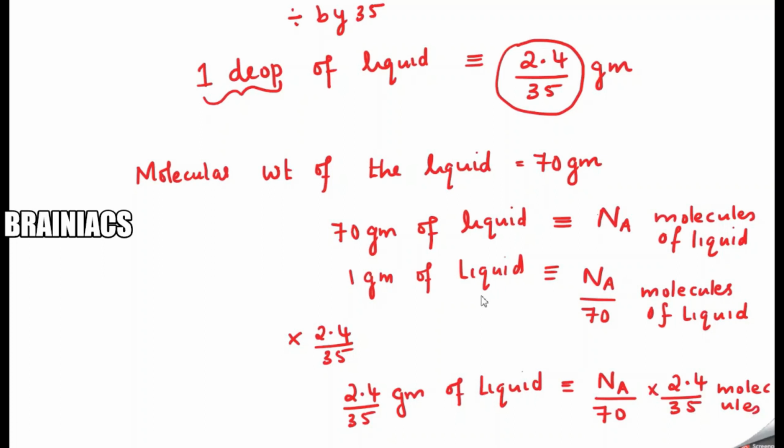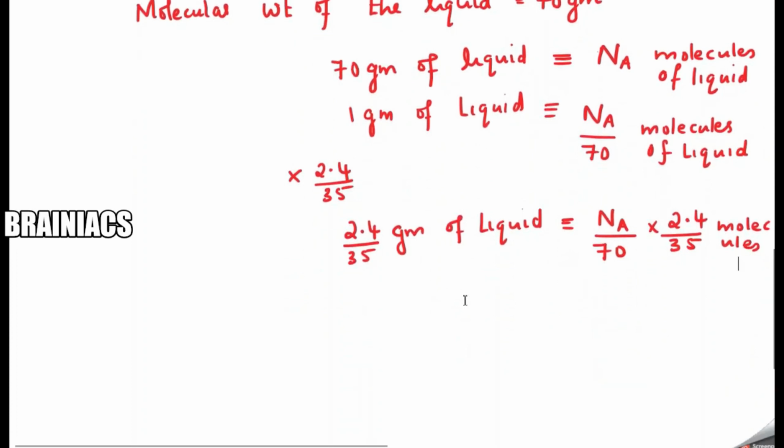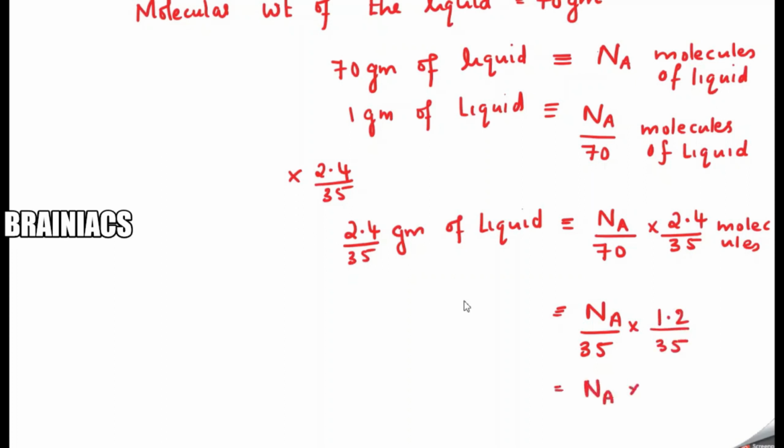Now, how can I simplify this actually? I can say this 2.4 can be cut with this one. So this can be written as Na by 35 into, if you cut with this, it will become 1.2 by 35. So I can say Na into 1.2 divided by 35 the whole square. This is the answer.